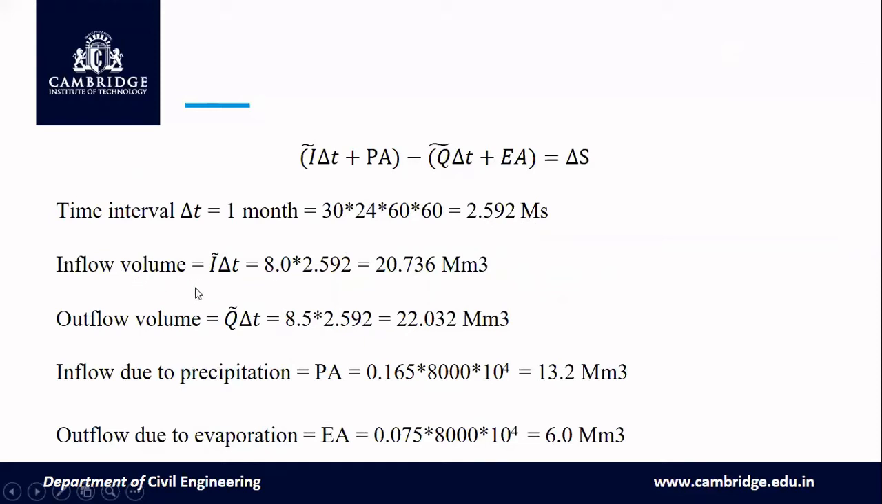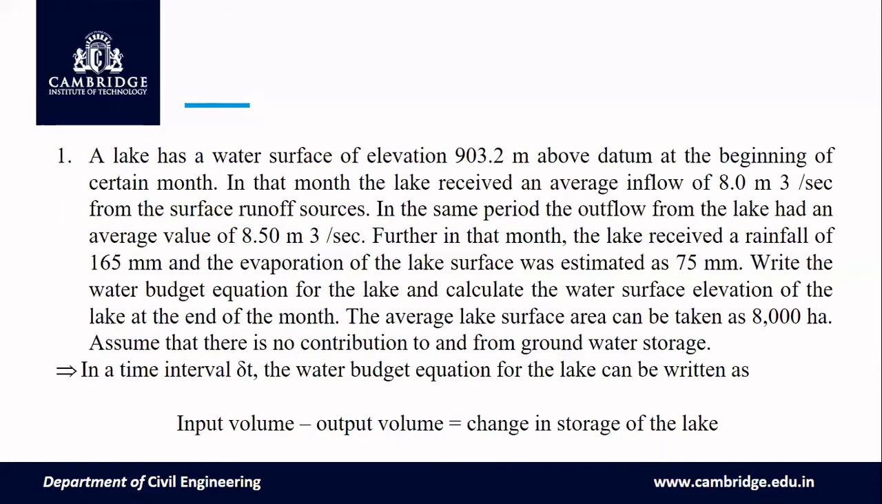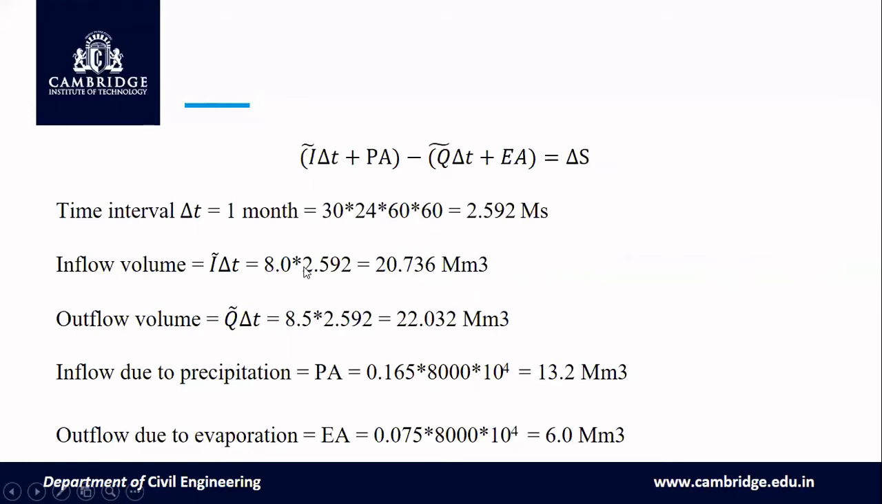Next, the inflow volume. The inflow is 8 meter cube per second. So 8 meter cube per second into time interval delta t gives 20.736 million meter cube of volume. Then outflow, Q bar into delta t. The outflow is given as 8.5 meter cube per second, multiplied by the time interval delta t, which gives 22.032 million meter cube of volume.